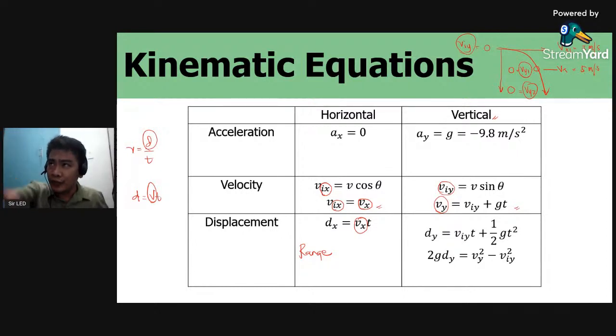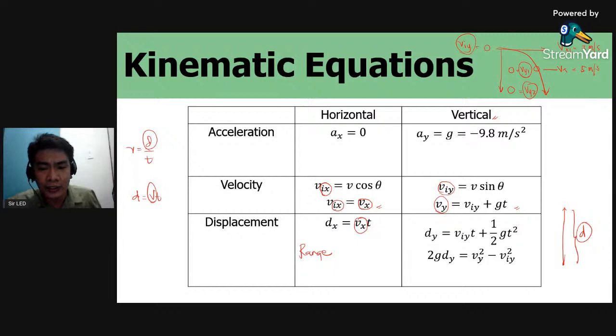Now, to solve for the vertical distance, since d is affected by gravity, then we use free fall equations for d. We can use d sub y equals v sub iy t plus 1 half g t squared, and 2g dy equals v squared y minus v squared iy. Alright? So this is the summary of the equations that we will use for projectile motion.